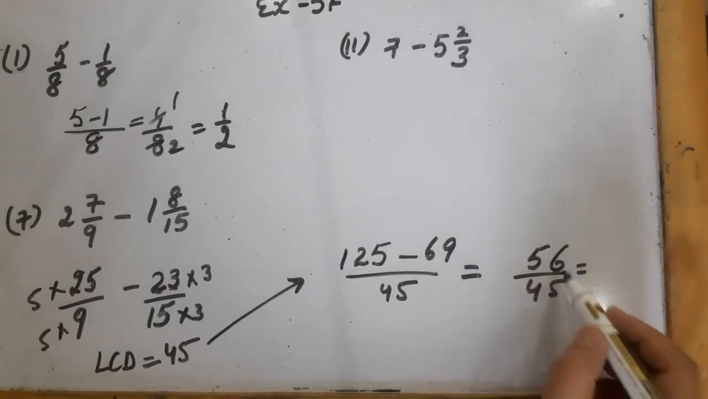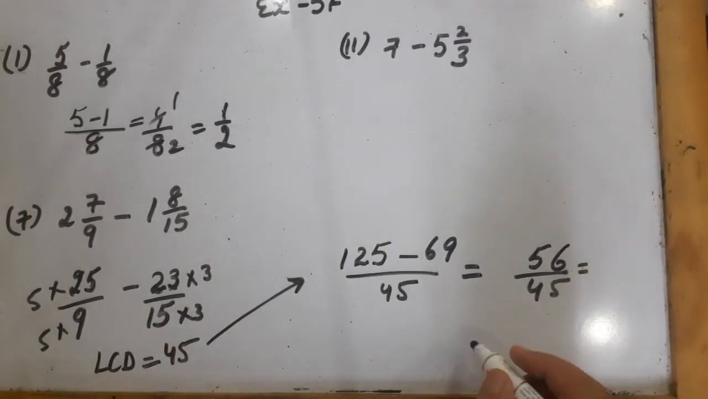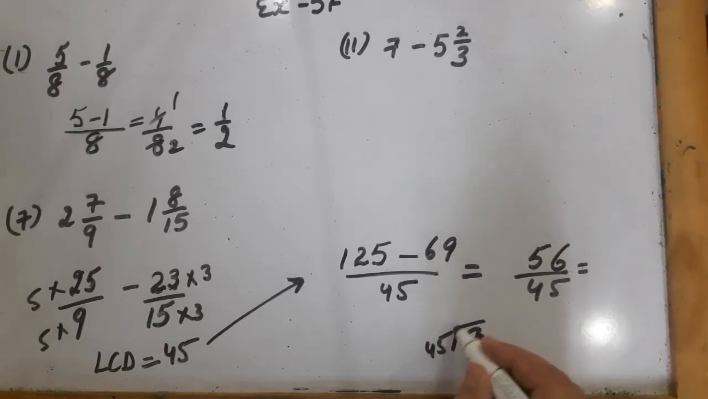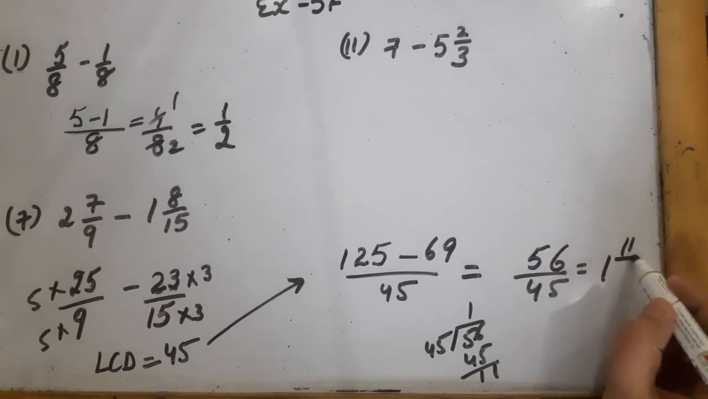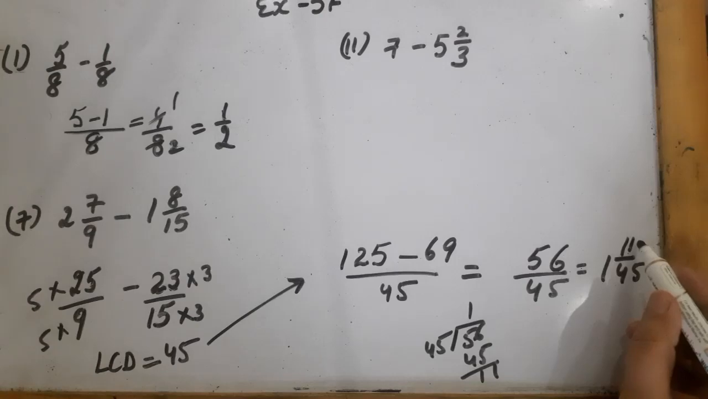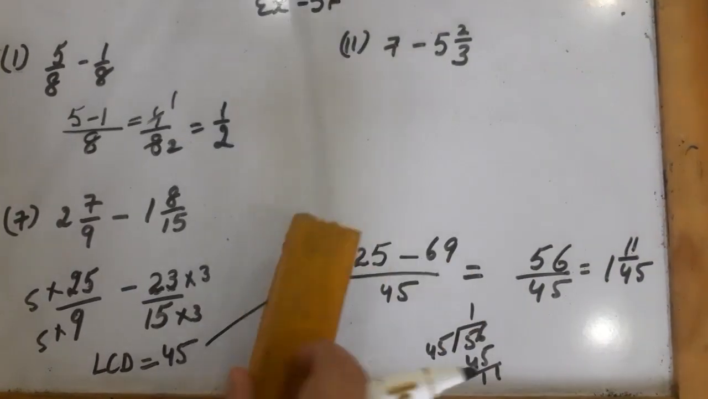Yes, now 56 upon 45, as you can see, is an improper fraction. So you convert this into a mixed fraction by dividing. 45 ones is 45. So what will you get? 11. Okay, so one whole number and 11 upon 45. 45 ones are 45 and plus 11 is 56. So this is how we subtract.